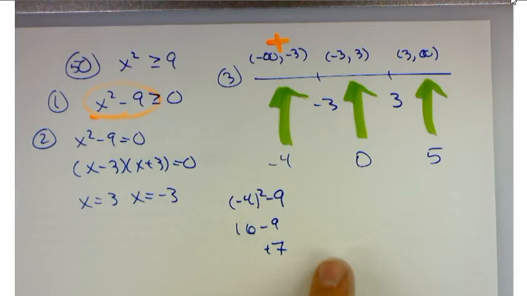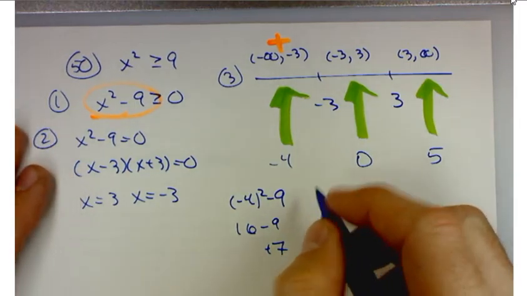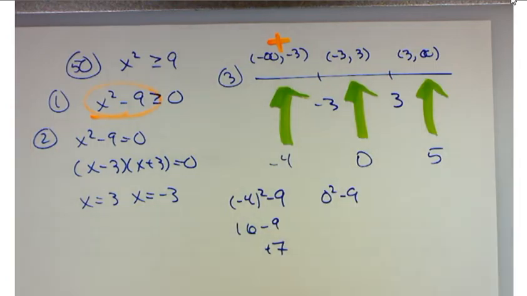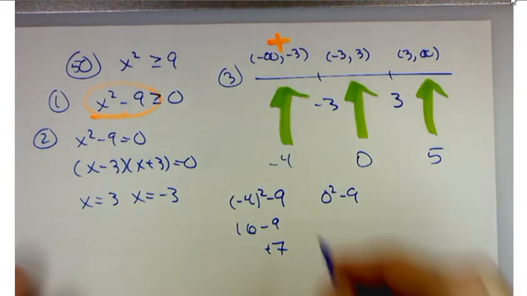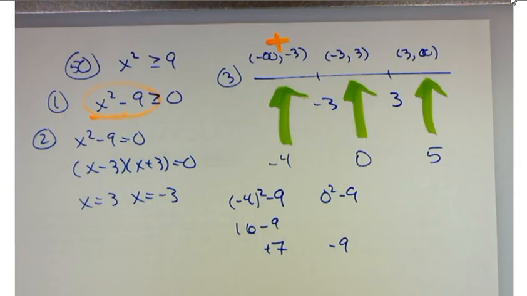How about the middle interval? If I put in a 0, 0 squared minus 9, well, it's minus 9. But what's the important thing there? Yeah, that I got something negative. Good.